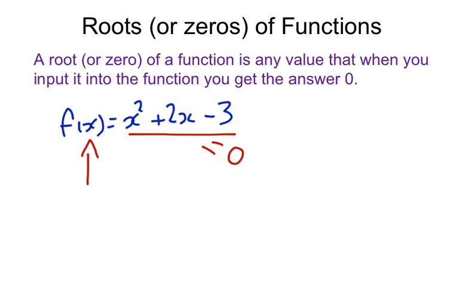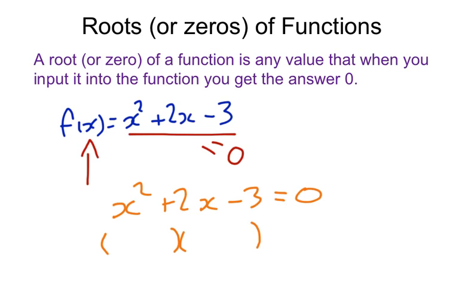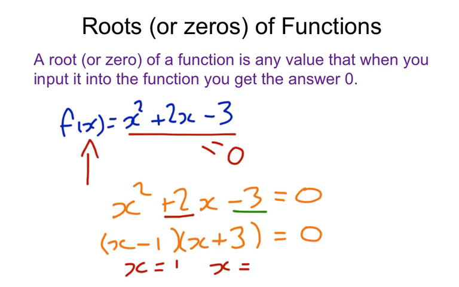The way we can do that algebraically is to solve the equation x squared plus 2x minus 3 equals 0. To solve a quadratic we factorise, so we put in our brackets with an x in front of both of them, and the numbers add to make 2 and multiply to make minus 3. So it's going to be minus 1 and plus 3, and that gives us our solutions of x equals 1 and x equals minus 3.